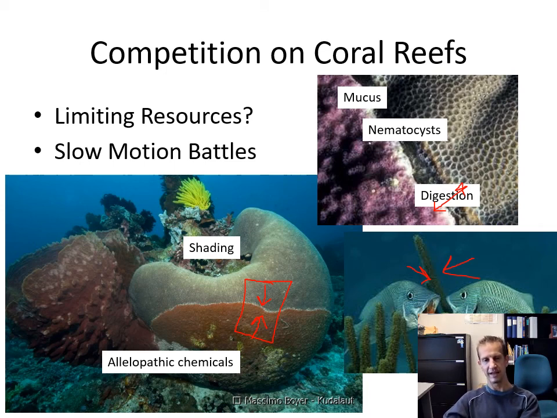Another way that organisms fight is with what we call allelopathic chemicals. Allelopathy means hurting another, so chemicals that you produce strictly to kill and compete with your neighboring organisms would be allelopathic chemicals.